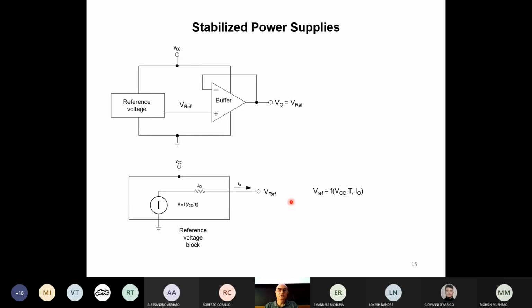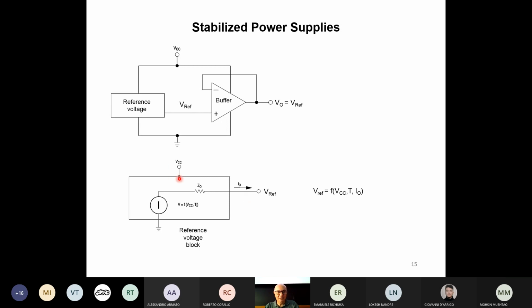Okay, so what I told you, one way to neglect the dependence on the current is simply to connect the voltage reference to a high input resistance circuit, like the buffer here. If we don't take any current from the voltage reference, because the next stage is a high impedance amplifier, we don't have this problem with the current.